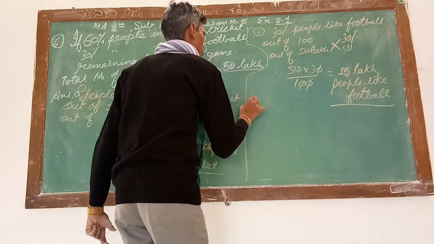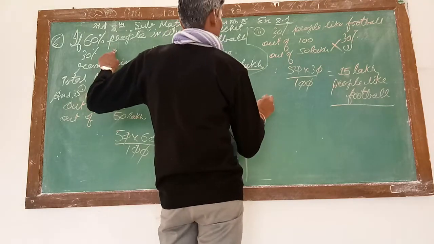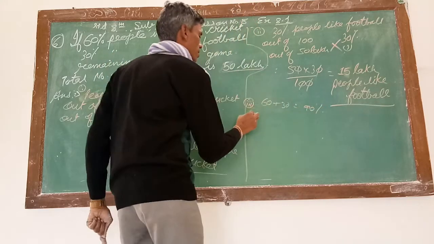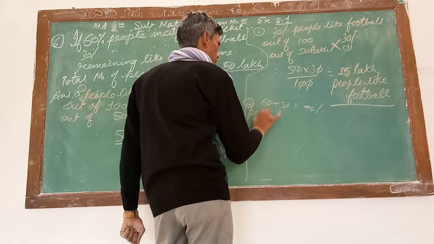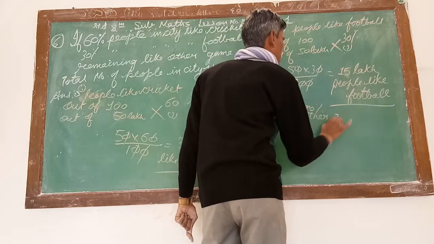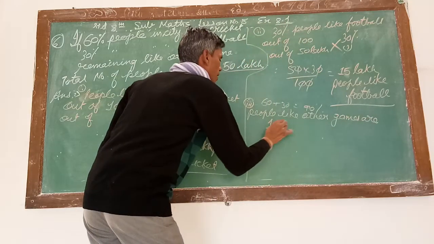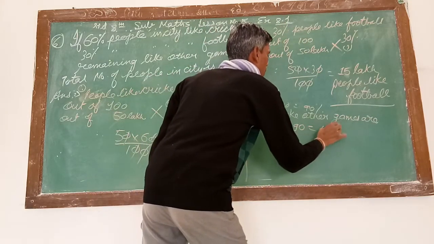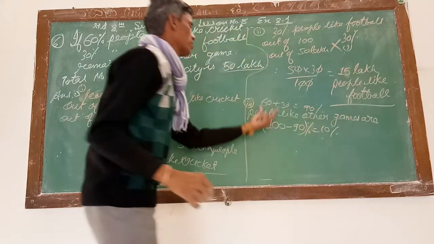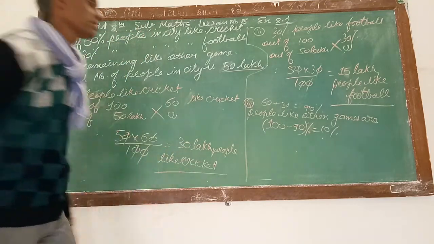Okay, last, the remaining like other games. So the third part of this question: remaining means total 60 plus 30 is equal to 90. Therefore, people who like other games are 100 minus 90, which is equal to 10%. Why 10%? Because 60% like cricket and 30% like football, the others, 10%, like other games.